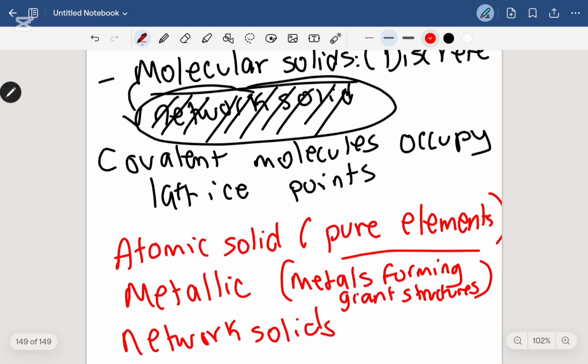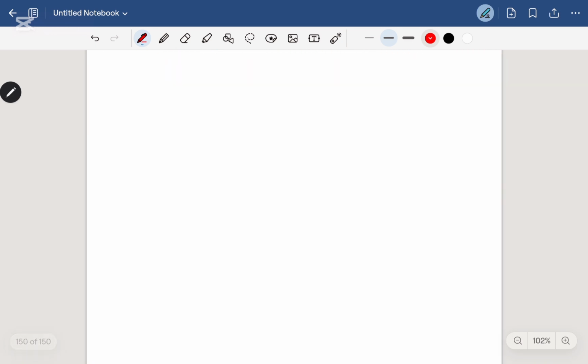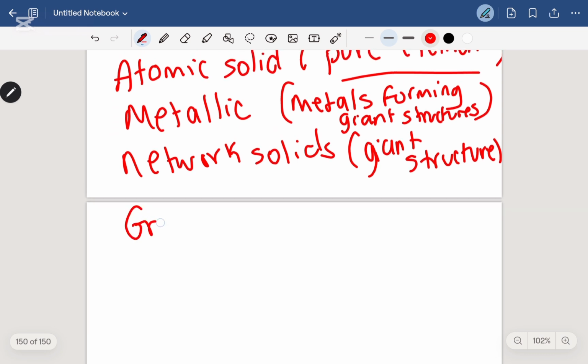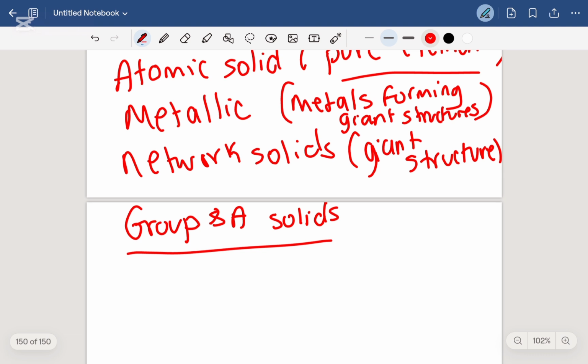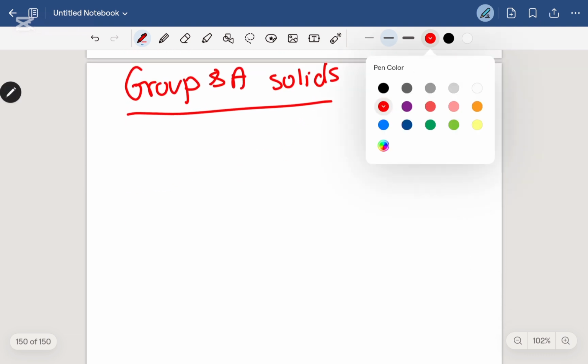Now, I'm not going to write the full definition of network solids. I'm just going to write a giant structure. And one last thing I'm going to add over here is group 8A solids. We do not have to learn or understand what group 8A solids are. We are not required to. We just need to know that group 8A solids are noble gases that form solids. Okay, so now we move on to the definition of a lattice.